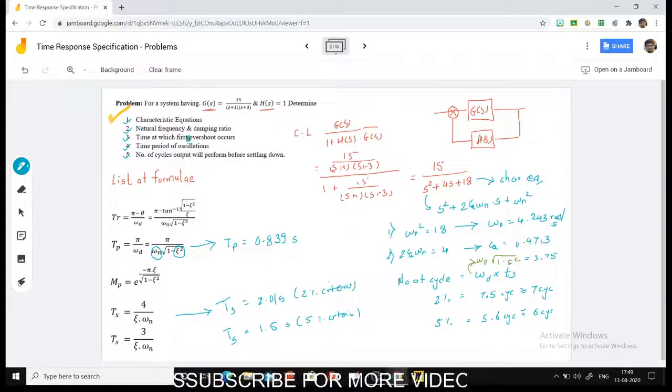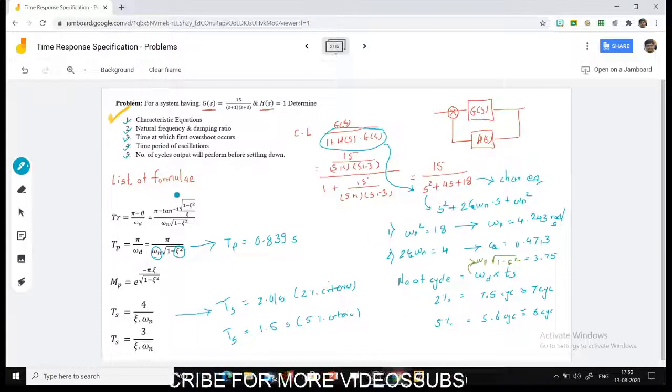So we basically found out the characteristic equation. Here we need to remember that the denominator of your function, that is 1 plus H(s) G(s), is basically your characteristic equation. If the characteristic equation is asked, you always compare the denominator. Then we compared that characteristic equation with the standard form, that is s square plus 2 zeta omega n s plus omega n square. Then we found omega n and zeta and the rest of the things one after the other. So this is how you get the answers for time response specification problems.